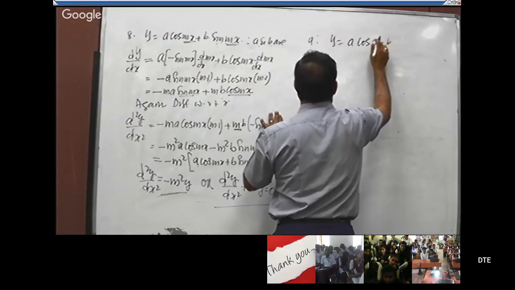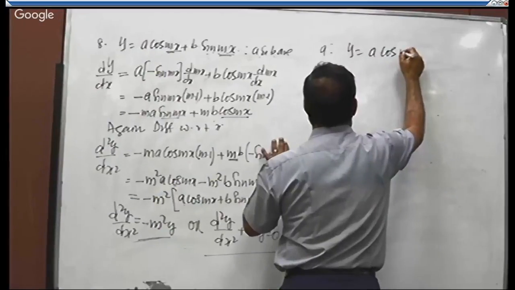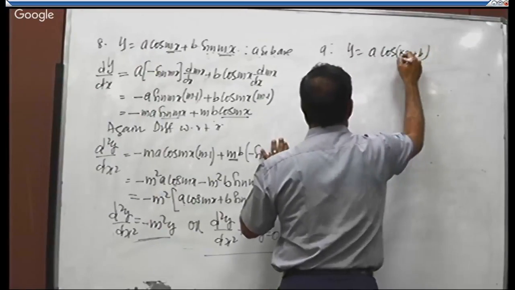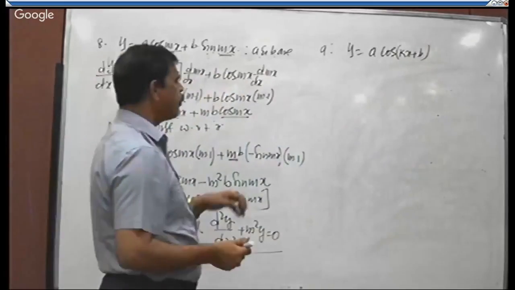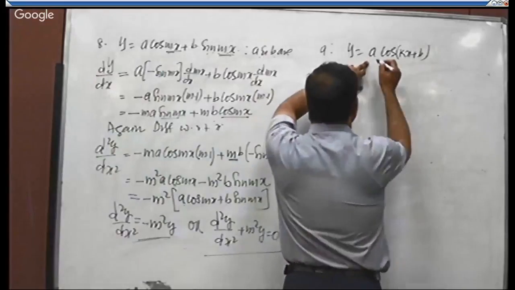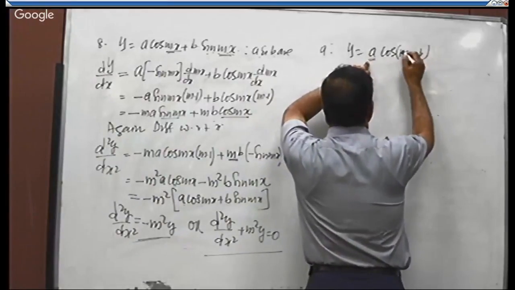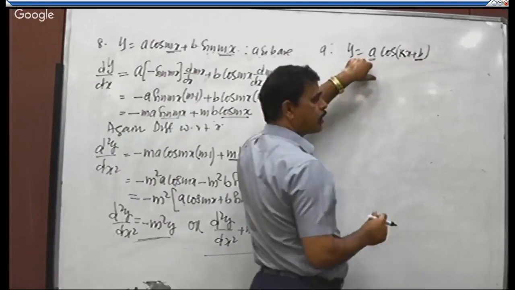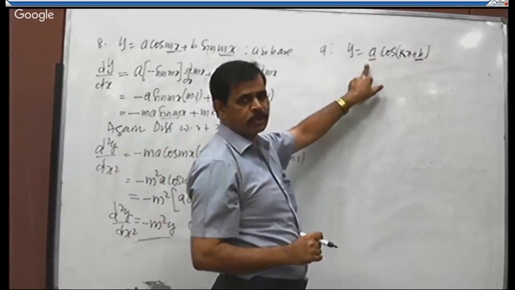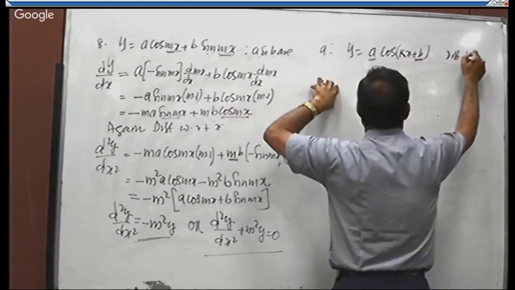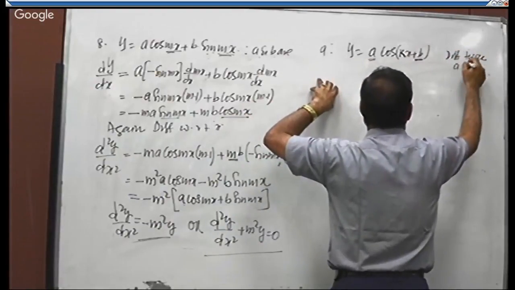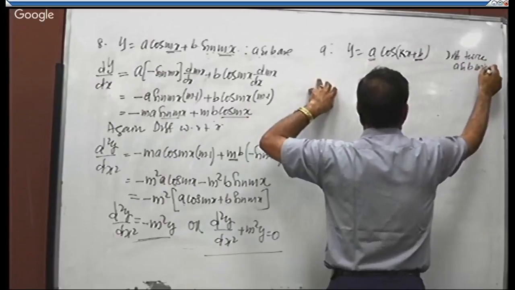y is equal to a into cos of kx plus b. Check how many constants are there. We have two constants. A is one constant, b is the other constant. K is not an arbitrary constant, it is an absolute constant. Right? How many times do we have to differentiate? We have to differentiate twice because a and b, two constants, are there.